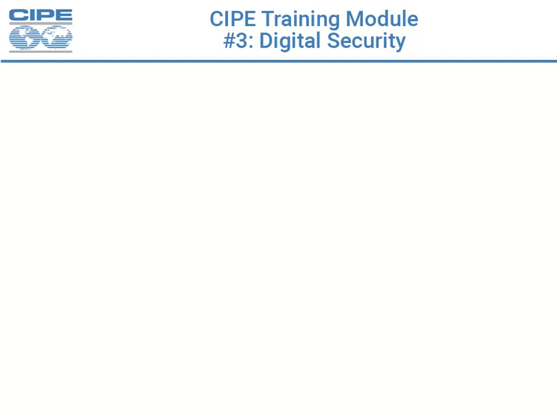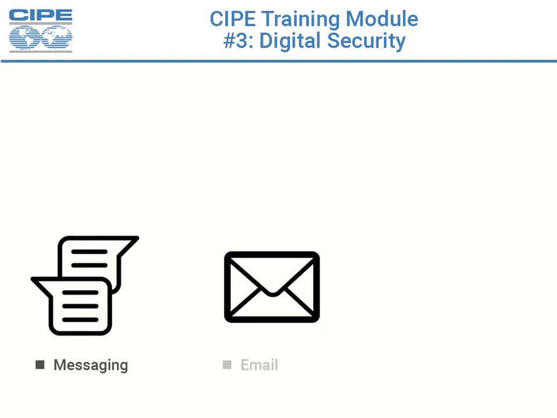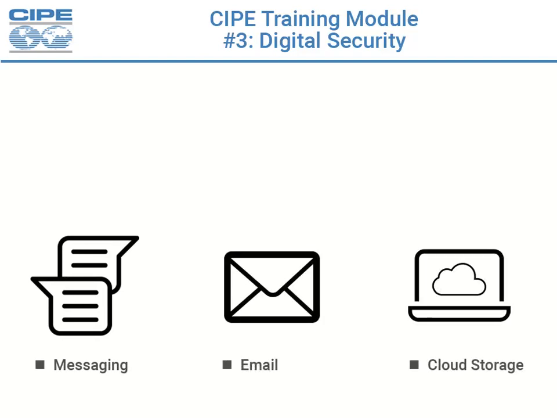So we'll be briefly looking at three areas of digital security: messaging, email, and cloud storage. For messaging, we'll be comparing WhatsApp to Signal. For email, we'll compare Gmail to ProtonMail. And for storage, we'll compare Dropbox to SpiderOak.